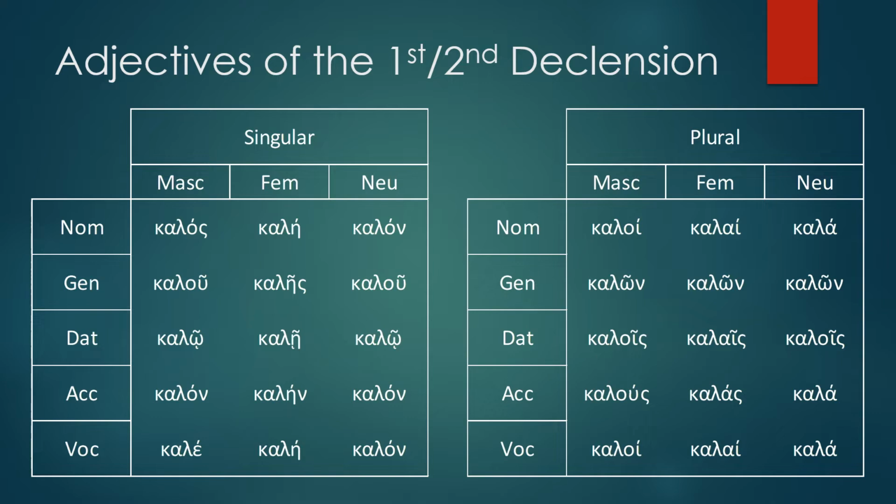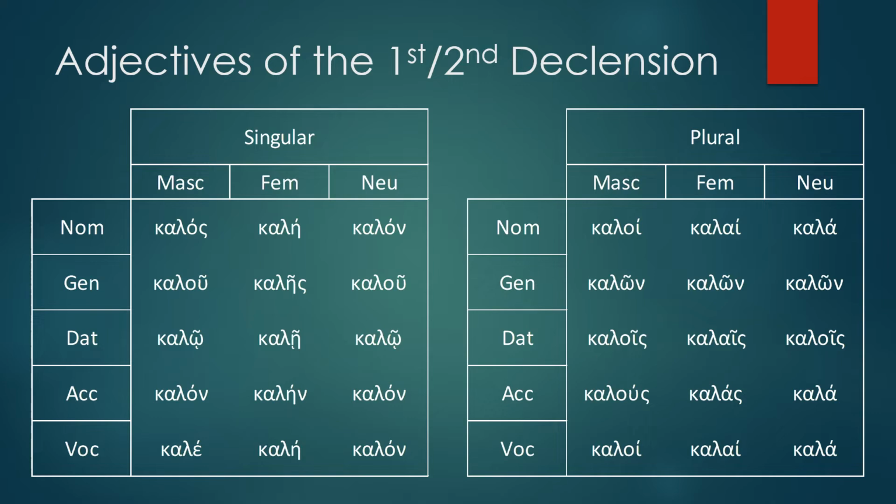We have kalos, kale, kalon. With adjectives, when you look something up in a dictionary, the typical presentation, the principal parts of an adjective will be the nominative masculine singular, the feminine nominative singular, and the neuter nominative singular. Kalos, kale, kalon.